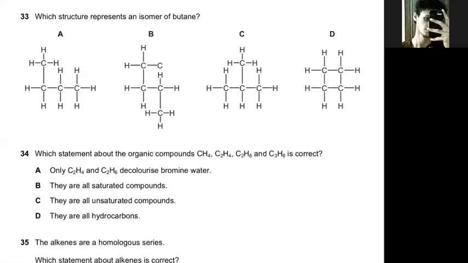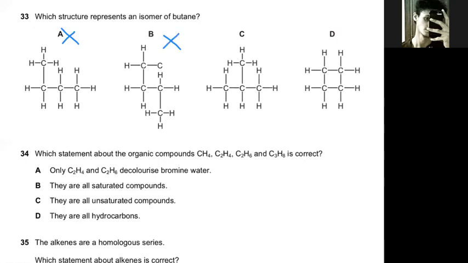Which structure represents an isomer of butane? Butane has 4 carbon atoms. Over here, A is simple butane, straight chain butane, so A is not the right option. B is again a straight chain butane. In fact, B has 5 carbon atoms, so that's why B is not the right option.